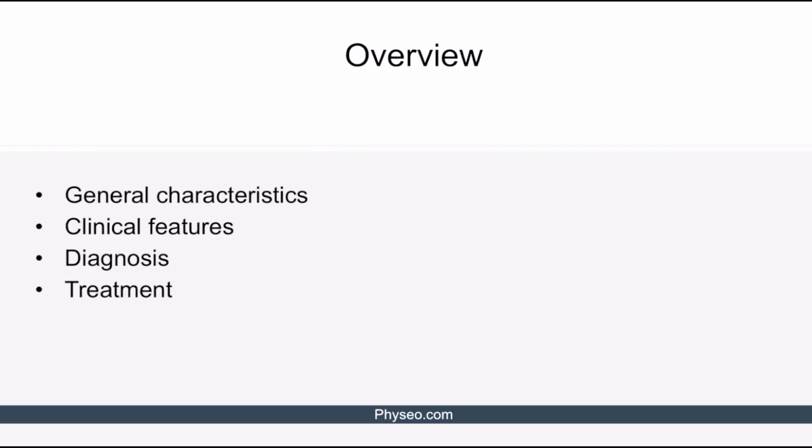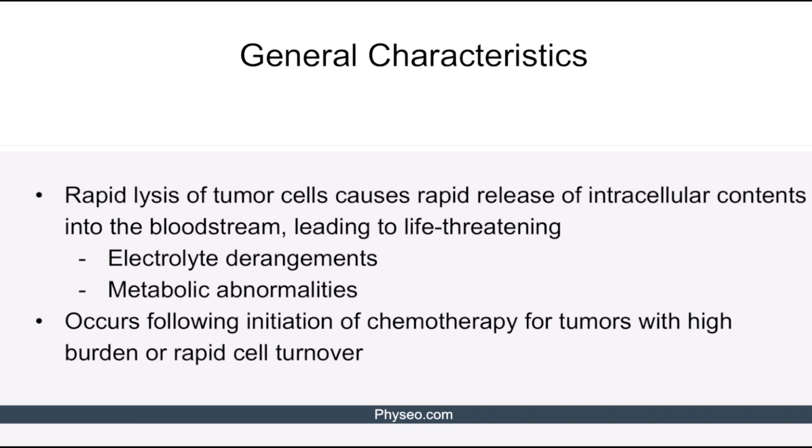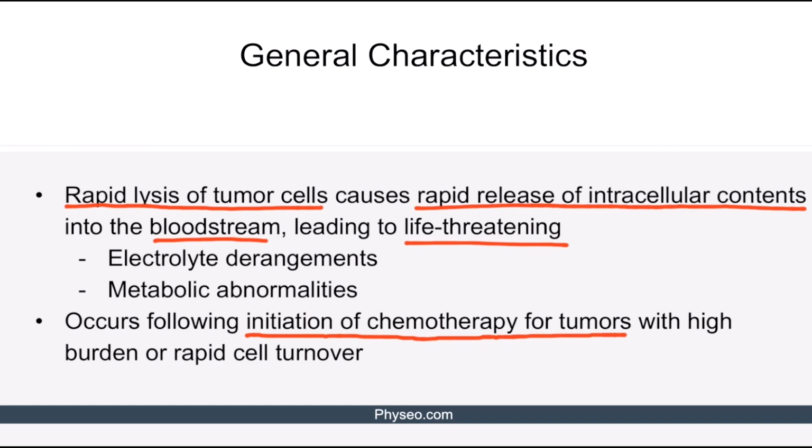Let's start with tumor lysis syndrome. This syndrome is characterized by lysis of tumor cells that causes rapid release of intracellular contents into the bloodstream, potentially leading to life-threatening electrolyte derangements and/or metabolic abnormalities. And it commonly occurs following initiation of chemotherapy for the tumors, especially those with high burden or rapid cell turnover.